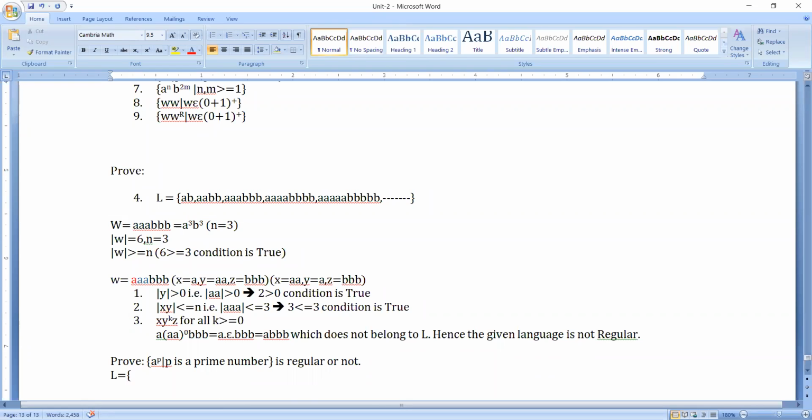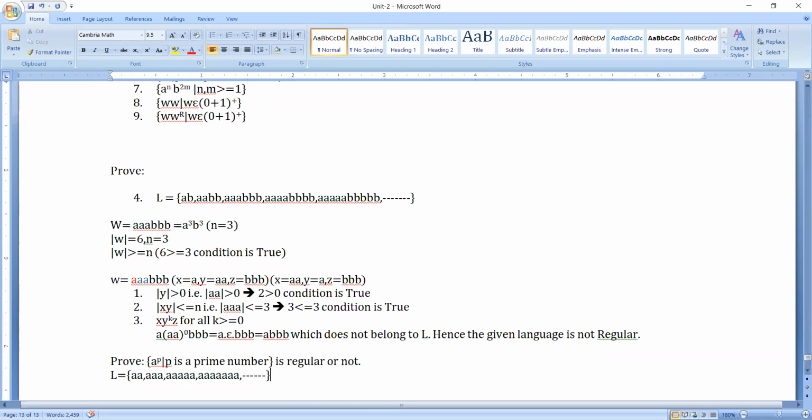P is a prime number, so you will be having two a's, a square, a cube. 3 is a prime number, so a cube. 5 is a prime number, so a power 5. 7 is a prime number, and so on. So 7, 11, 13, then 17, 19. So you will be getting a prime number of a's over here.